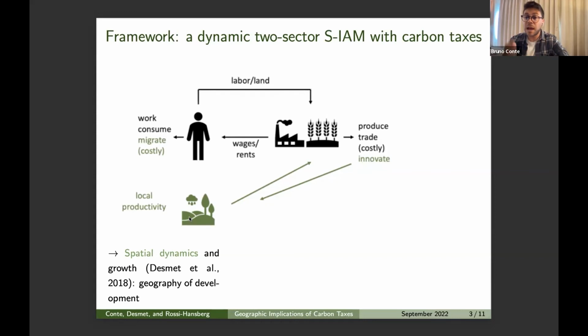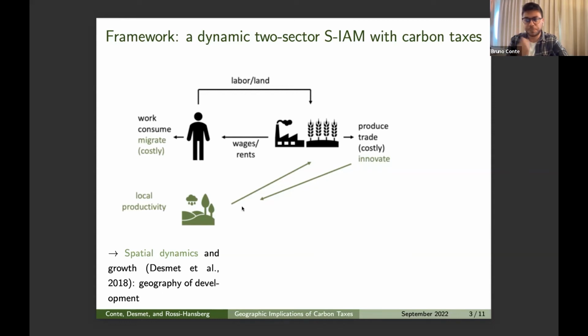And the dynamic side of the model, highlighted in the green color, is that agents are going to decide where to live dynamically based on the real income per capita in each location, but also firms take dynamic decisions in the sense that they invest in innovation, which increases the productivity in that location and generates spatial spillovers, which then generate dynamics and what they call the dynamics of the geography of development.